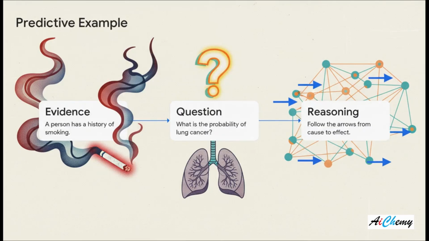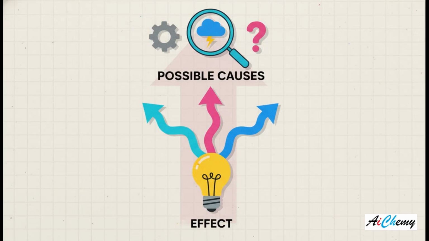So, for example, let's say we learn that a person is a smoker. Boom. We've just been given evidence about a root cause. We can then use the network to push that information forward and calculate a new, updated probability of them getting lung cancer. Now, the second way is diagnostic reasoning, and it works completely in reverse.